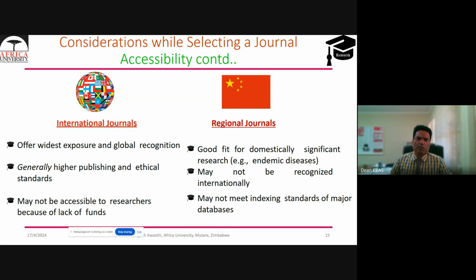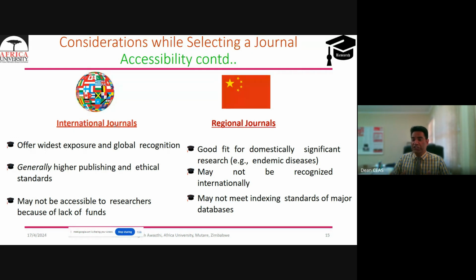International journal means obviously they offer the widest exposure or global recognition. Like Springer, IEEE, ACM, when we talk about these journals, everybody knows them all over the world. So they are international journals.